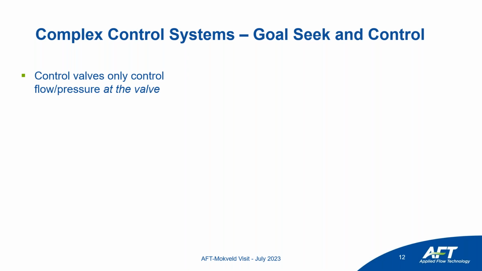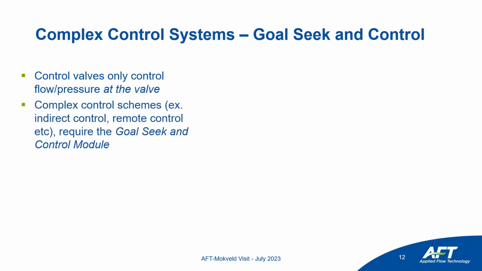But you might have other cases where you're trying to control something indirectly. Let's say you have a temperature spec and you're trying to control a bypass flow, or if you're changing a valve position to maintain a downstream pressure in your pump, for example, or you have to maintain a certain head, or changing it to improve pump reliability, something like that. So in those cases, you would use the goal, seek, and control module.